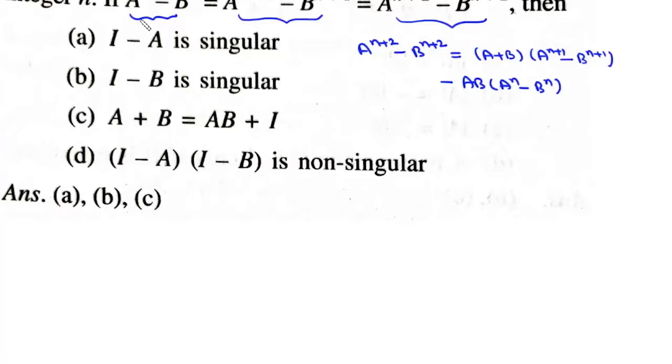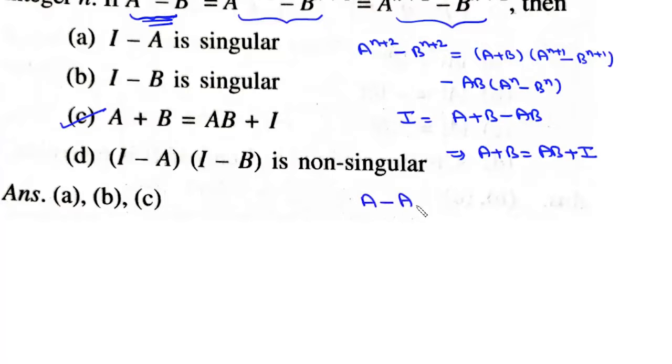And the question says all of them are equal. So if all of them are equal and A to the power n minus B to the power n is invertible, then if we take the inverse, we can write I equals A plus B minus AB, or A plus B equals AB plus I, which is your option C. Now we can rewrite this as A minus AB and then minus I plus B will be 0.